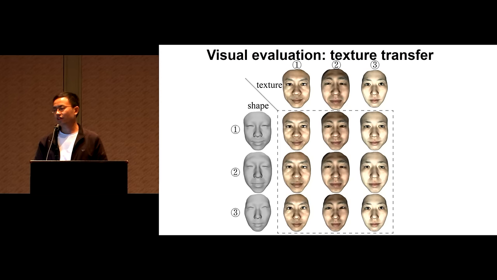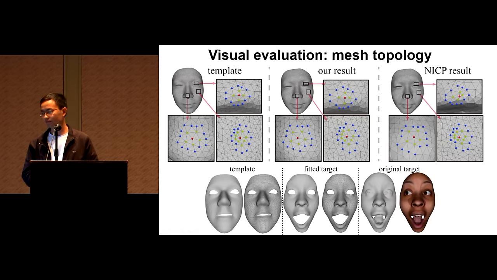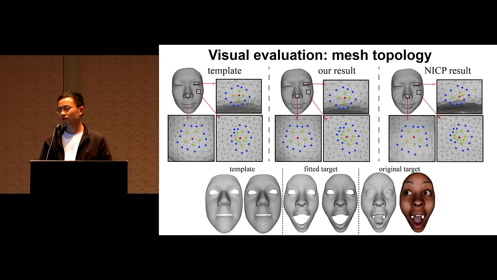To evaluate the result, we show a texture transfer example. Here are three different faces. We combine different shapes and textures. It shows that realistic synthetic faces are obtained. This indicates that the most prominent features of the face, especially the sense organs, are well matched. We also show the topology of the matched face. The similar local mesh structure shows that we achieved a coherent local motion.